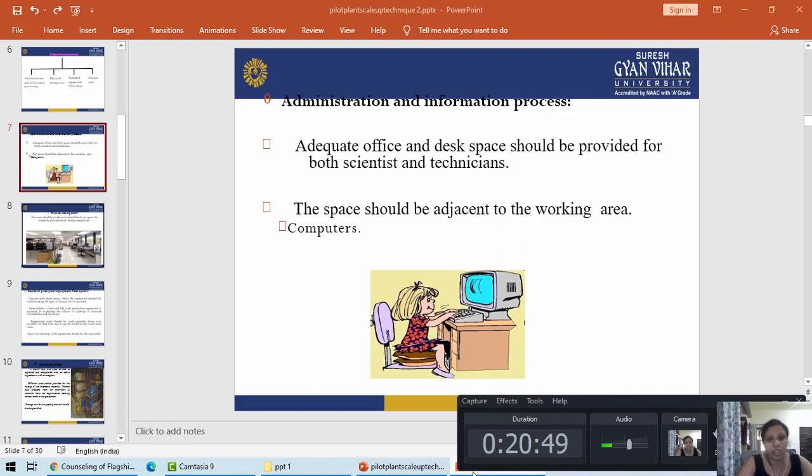The space should be adjacent to the working area. Wherever your working area is, there only the administration and information processing space is required. For example, you need a computer, so where your tablets are being compressed, where your liquid dosage forms are being prepared, nearby it only the administration and information processing area should be there.